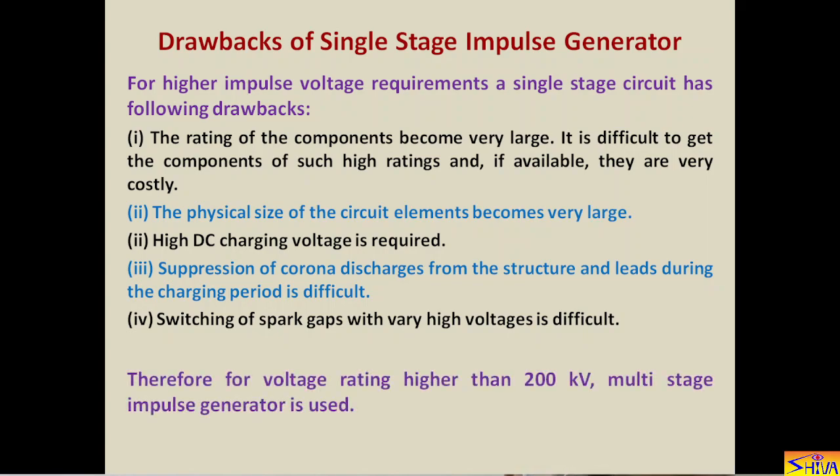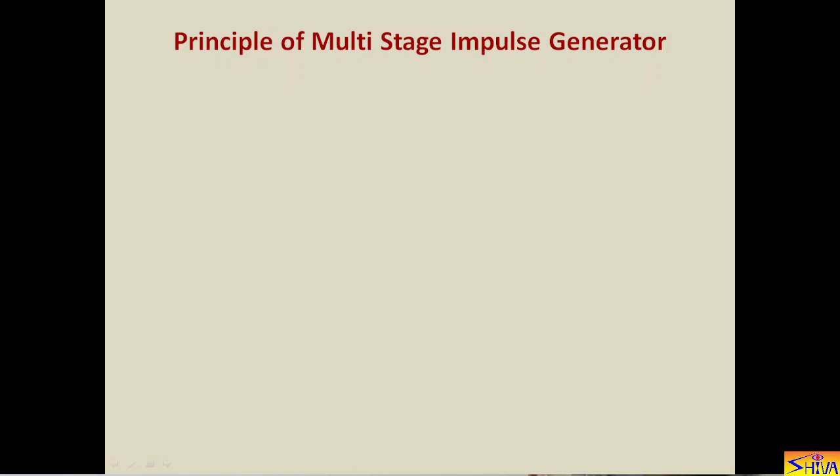Therefore, for voltage ratings higher than 200 kV, multi-stage impulse generator is used. So if the requirement is 200 kV and more, up to 200 kV, single stage impulse generator may be useful, but after that we require multi-stage impulse generator. Nowadays, for laboratory purpose also, if requirement is 150 kV or 200 kV, we are going for the multi-stage impulse generator. Now let us see what is the principle of multi-stage impulse generator.